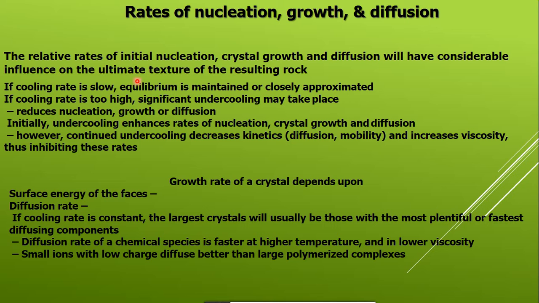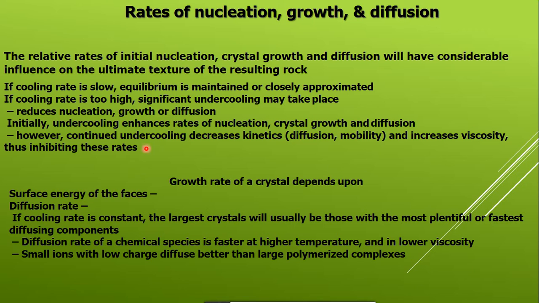If the cooling rate is slow, equilibrium is maintained or closely approximated. If cooling is too high, significant undercooling may take place and glasses are formed, which reduces nucleation, growth and diffusion. Initially, undercooling enhances rates of nucleation, crystal growth and diffusion.